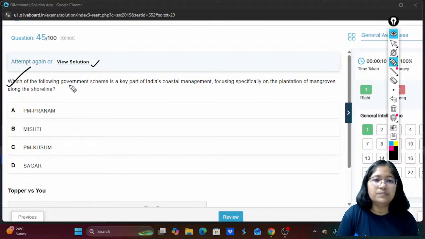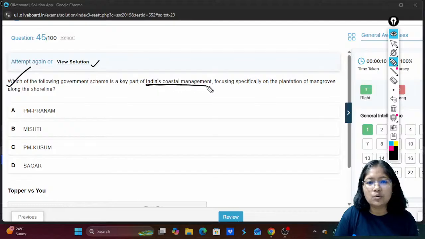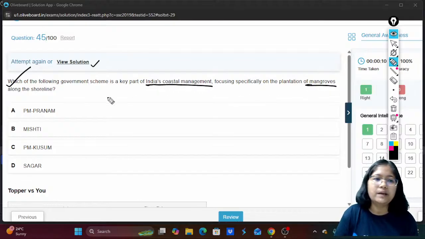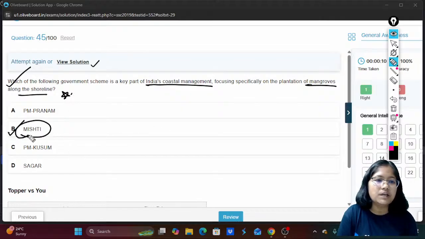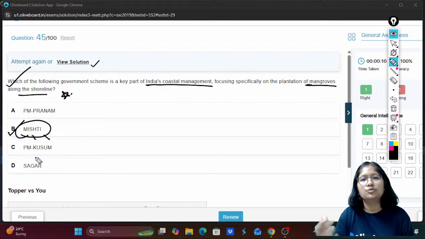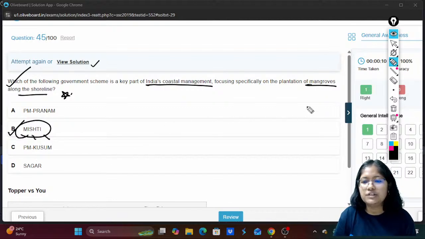Which of the following government schemes is a part of India's coastal management, focusing specially on the plantation of mangroves along the shoreline? Various times this has come up in current affairs. We have already seen it is MISHTI, that is for the mangroves on the shoreline and the tangible source of income which you want to generate. Okay, so the answer is MISHTI.